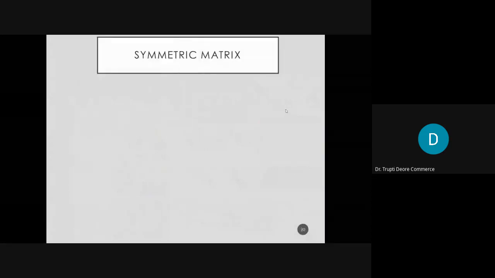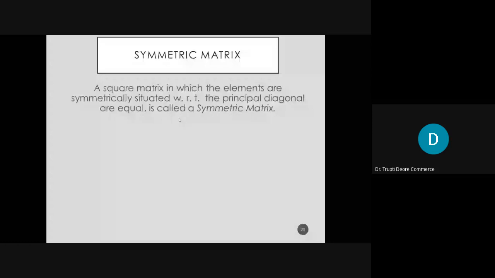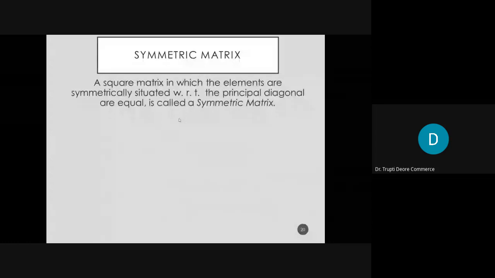Now symmetric. Now symmetric matrix. A symmetric matrix is a square matrix in which the elements are symmetrically situated. Symmetrically means with respect to the principal diagonal, the elements of the upper triangular and lower triangular parts mirror each other in this order. So what is it? It is called as a symmetric matrix.